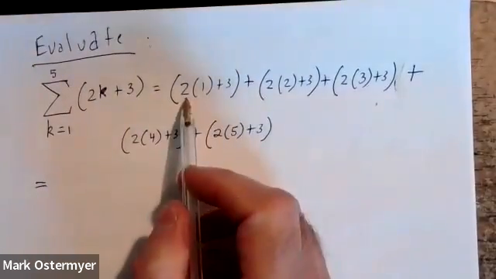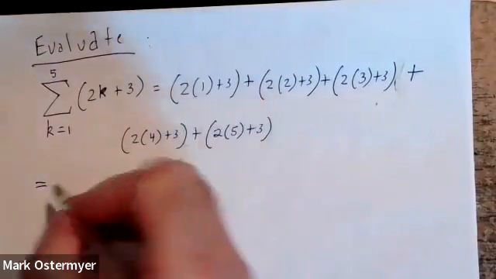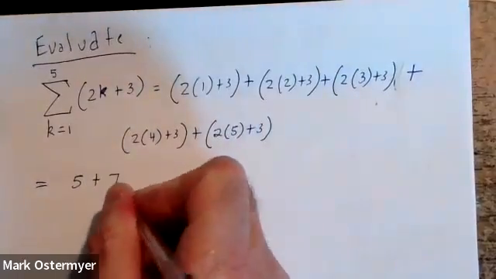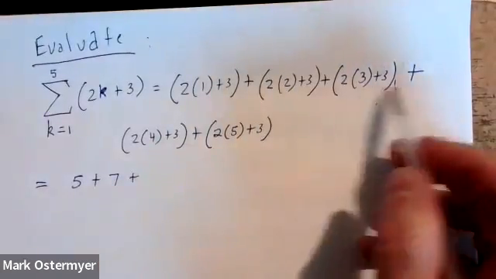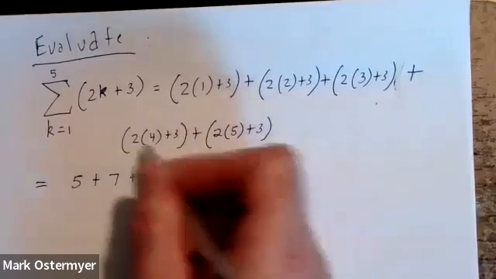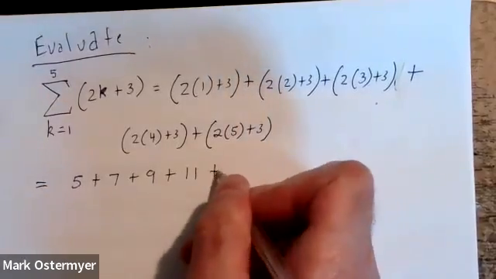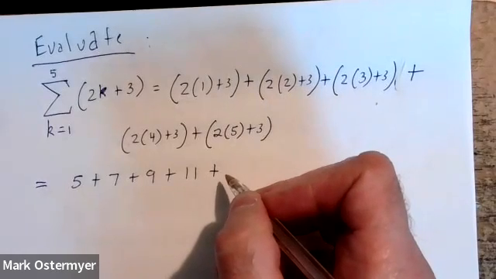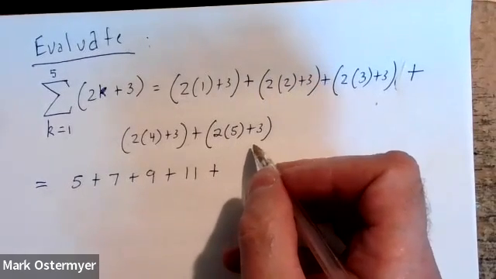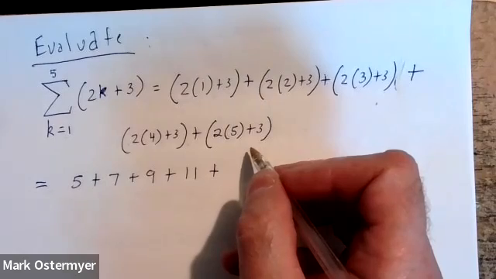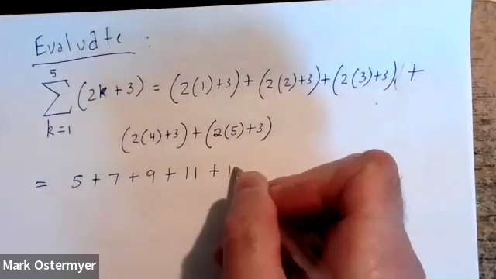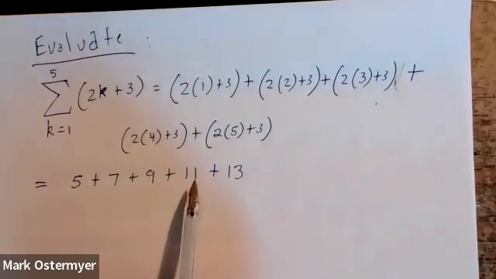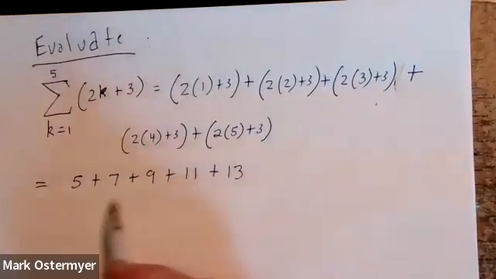All right, so this is going to give me 2 times 1 is 2 plus 3 is 5, plus this will be 7, plus 9, plus 11, plus 13. This is the sum of the first 5 terms of our sequence.